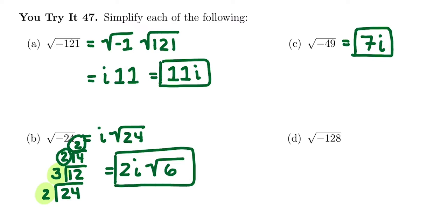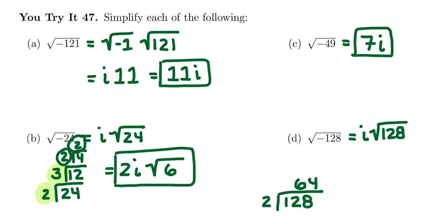So now I'm going to look at the next one over. I know I'm going to be able to pull out an i because it's a negative. And then I can plug into my calculator the square root of 128. It comes out to be a decimal, so I'm going to try to pull out some prime numbers. So I want to do 128 and divide it by like 2, 3, 5, 7. I want to go through some prime numbers. I can divide it by 2, which gives me 64.